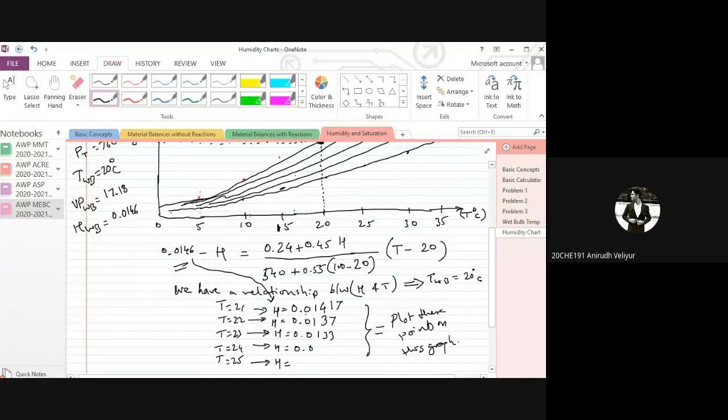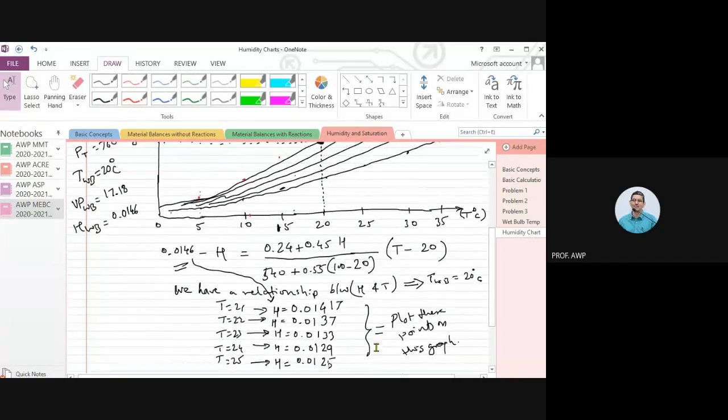24 and 25. Sir, at 24 it is 0.0129. It's linear, right? Almost linear. It is linear. So for 25, 0.0125. Yeah.